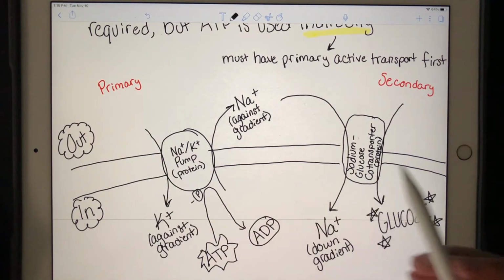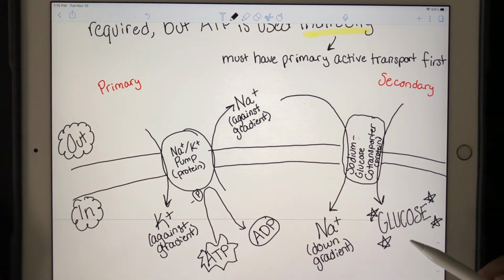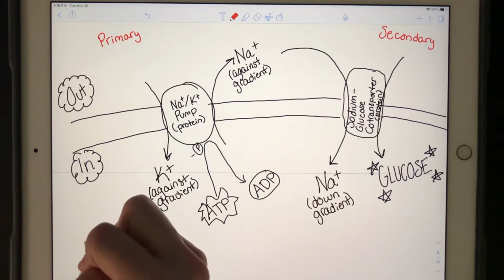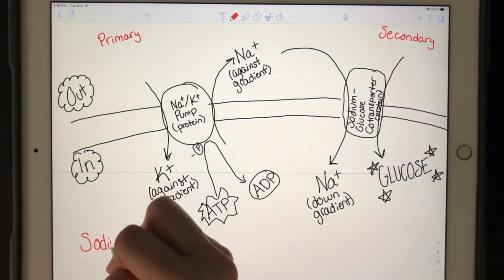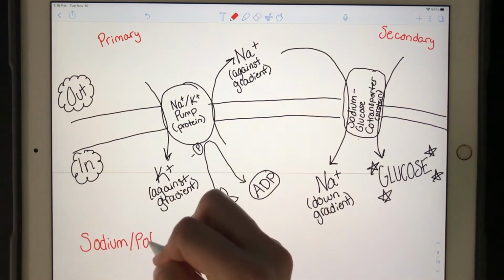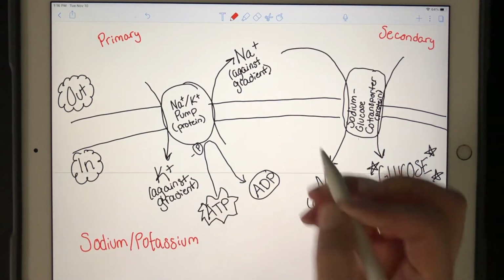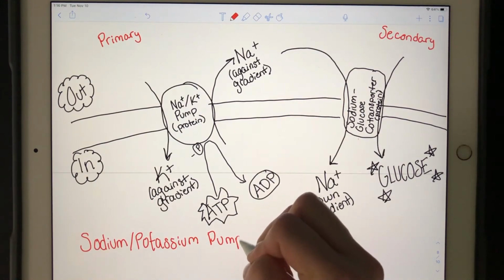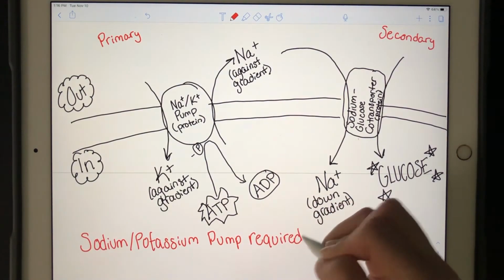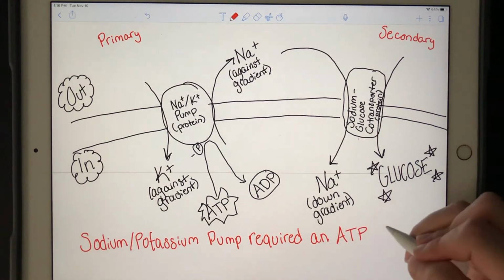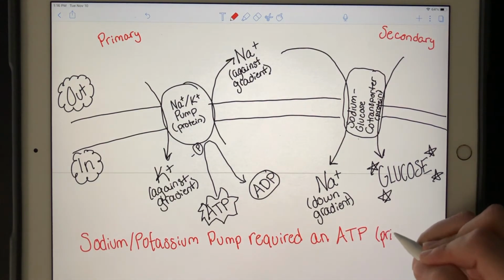So in the long run, by doing this, we're saving ourselves ATP, because with one molecule of glucose, we can get upwards of 20 molecules of ATP. And we only had to use one in order to bring it in. And one very important thing to note here is that the sodium-potassium pump required a molecule of ATP because it is primary active transport.